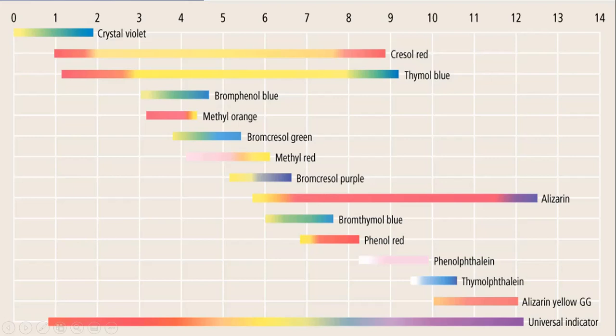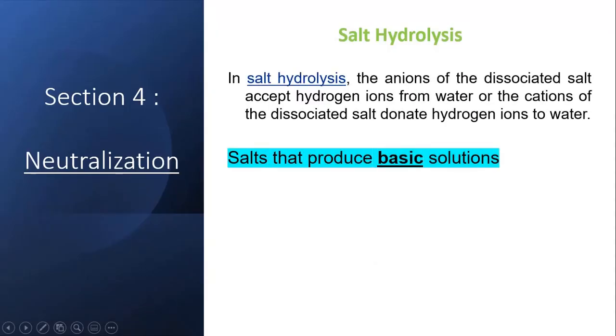Okay, phenolphthalein, phenol red. We have a lot of examples, but the universal indicator is the most common one. We use it actually to know the value of pH instead of getting the pH meter. So if pH equals 5, 6, 7, 8 until 13, you will know from the scale here what's the value of that pH.